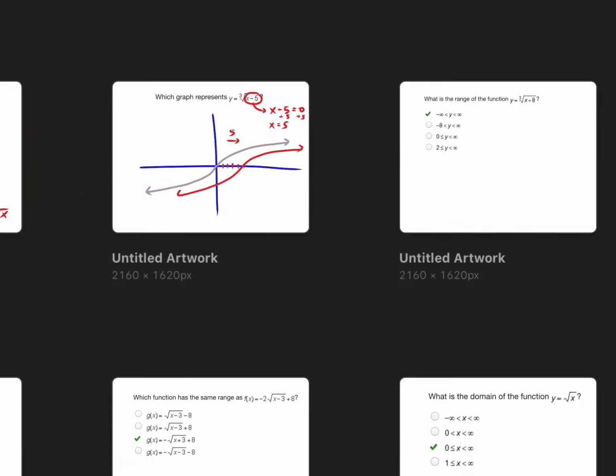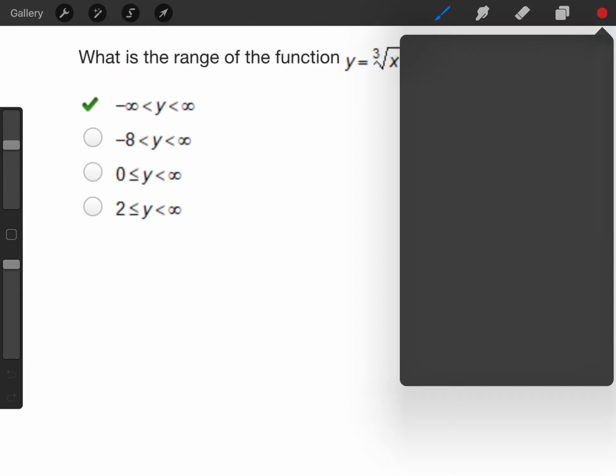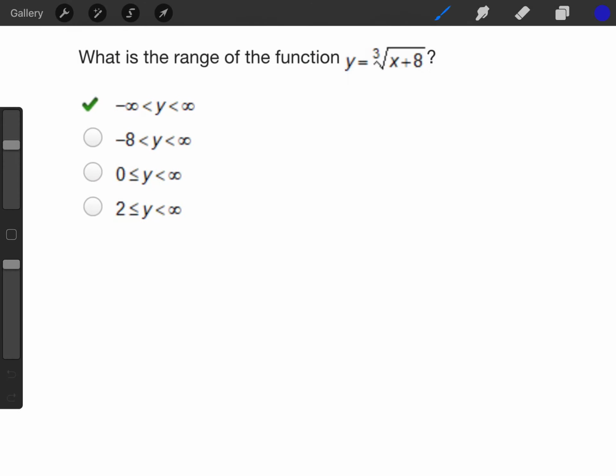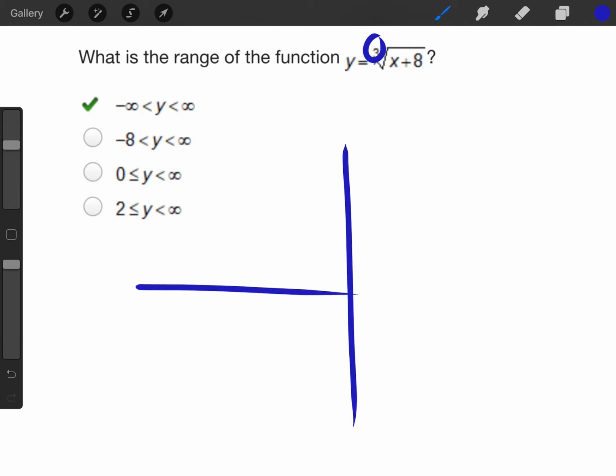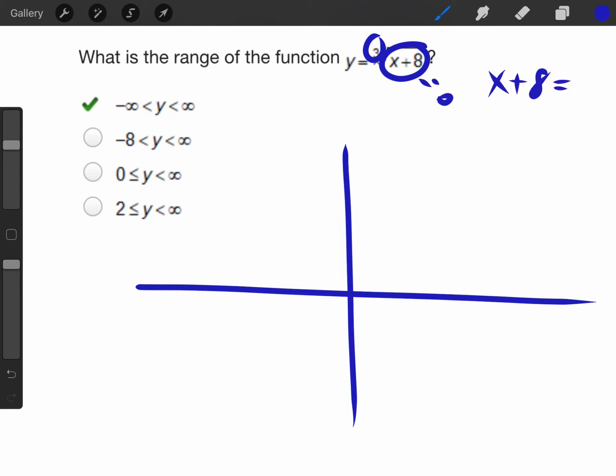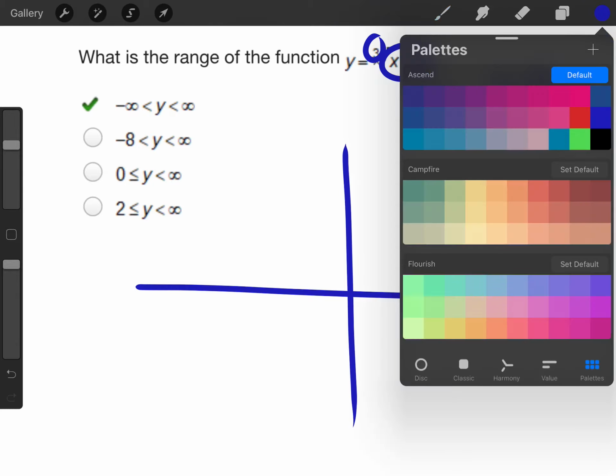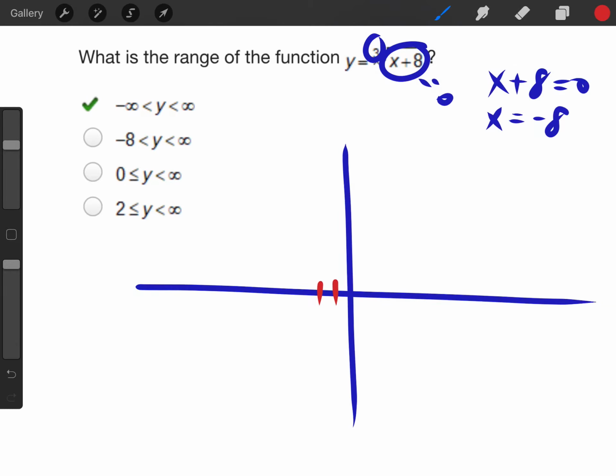All right, next one. What is the range of the function? You know that this is a cube root, and this is x plus 8. So you set it equal to 0: x plus 8 equals 0, so x equals negative 8. Which means that when you're graphing this, you're going to go 1, 2, 3, 4, 5, 6, 7, 8 towards the left. And then it's going to go in both directions.